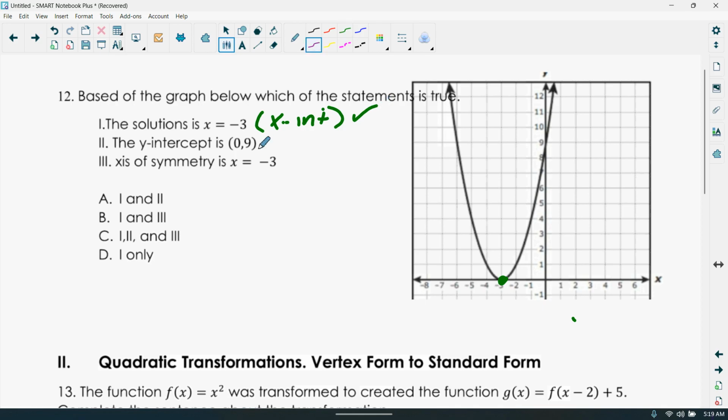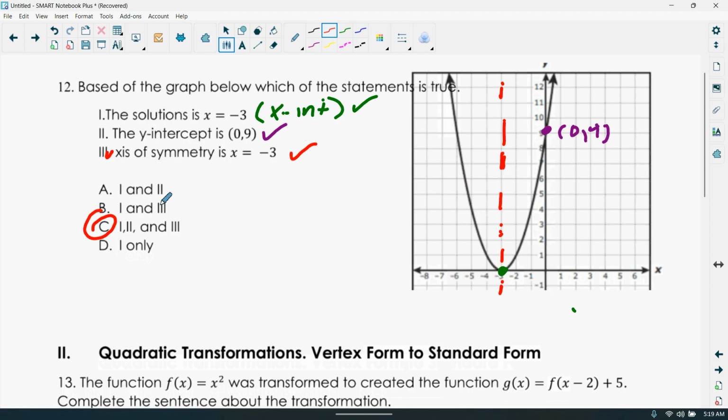The y-intercept is (0, 9), so I go up and right there, yep, that is (0, 9). So that is true. And then it says axis, that should be axis of symmetry, x equals -3. Well, yep, the axis. So it is all three. All of these are true statements.